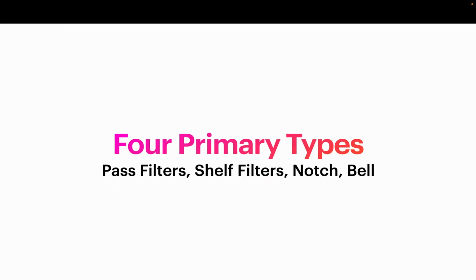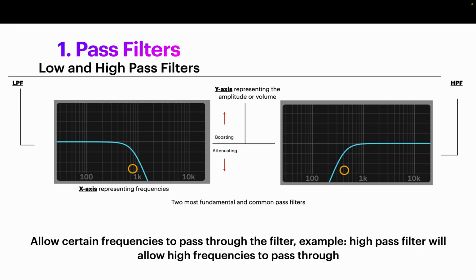What I want to do now is go over the 4 different types of filters that we're going to see. These are called pass filters, shelving filters, notch filters, and also bell filters. Within this slide, I want to talk a little bit about what they call pass filters. As you can see by the name, it's going to allow in either low frequencies or high frequencies through this filter.